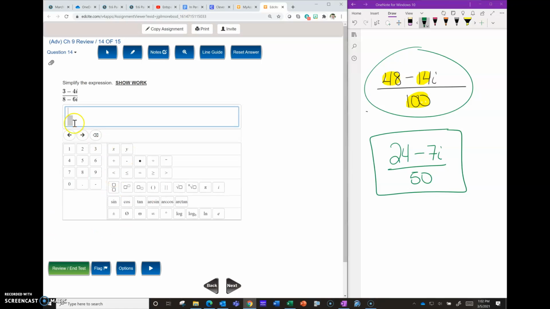Whichever answer you choose to put in, make sure you hit the fraction button first. I'm going to type in 24 minus 7i, and then on the bottom, 50. But it would also take 48 minus 14i over 100.